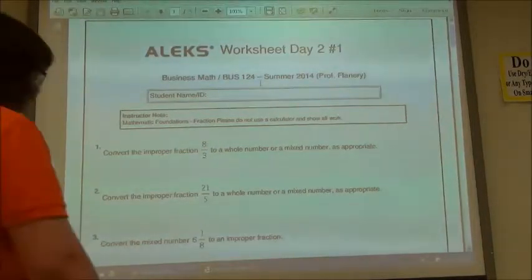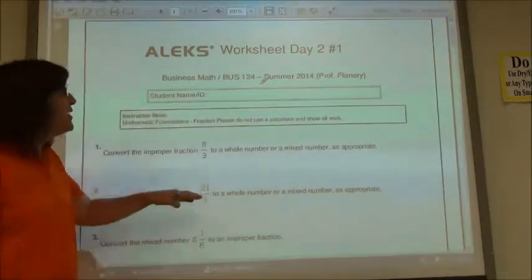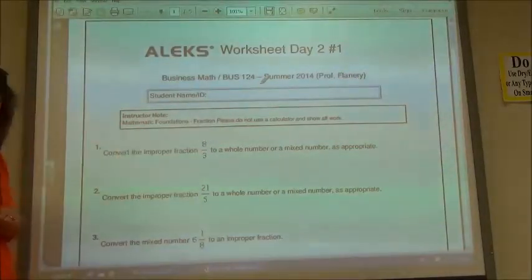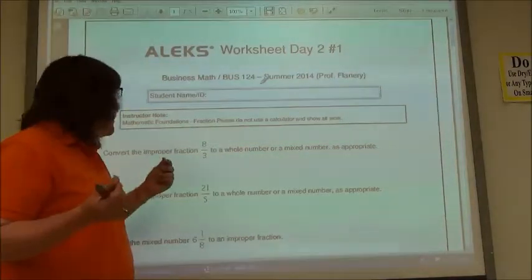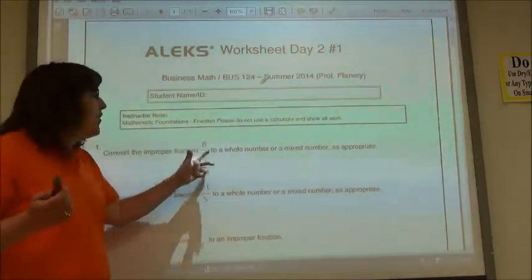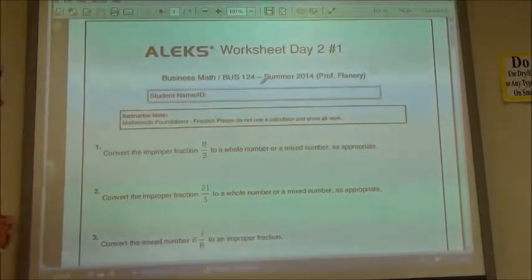Worksheet day 2, now we're in the Mathematics Foundations and we're in the section of fractions. Again, a lot of you may have a fraction calculator, but they want you to do it paper pencil. If you have a calculator that you can check it on, you can go ahead and do that, and I will talk a little bit about using your calculator. But they want you to do it on paper pencil first, and then if you want to check it, you can. Convert my improper fraction to a whole number or a mixed number.